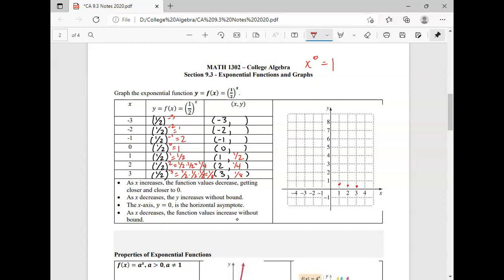But 2 divided by 1/2 is going to give you 4. And 4 divided by 1/2 is going to give you 8. So let's plot those points real quick. We've got the point 0, 1, -1, 2, -2, 4, and -3, 8. Look at this. We definitely got exponential decay.